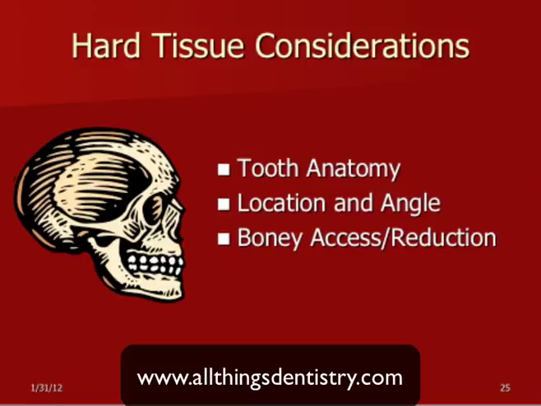And then bony access and reduction. Look at the area around there, see if they have any exostosis, or any tori. Of course, you want to look at anatomical structures around there, such as the inferior alveolar nerve, the sinus, or salivary ducts, or anything else that's around there. So look at the hard tissue considerations before you do your plan.